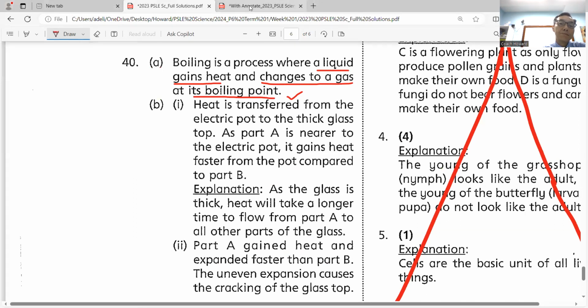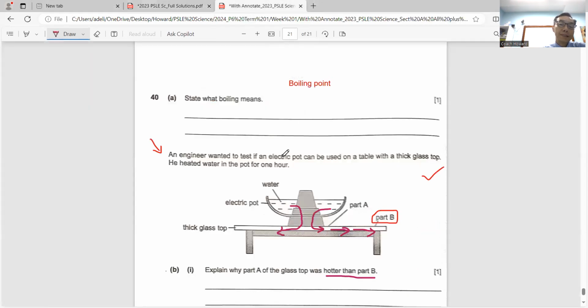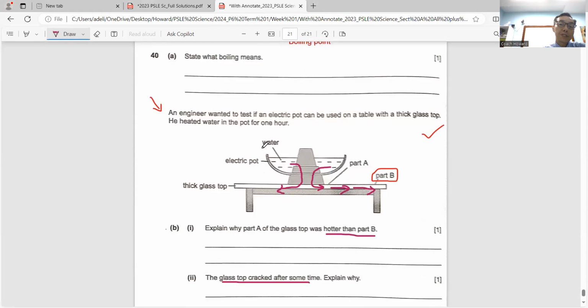Part B, part 1, B1. Okay, so you look at this question. I have annotated this part to show a heat flow from the hot water through the electric pot to the glass top.